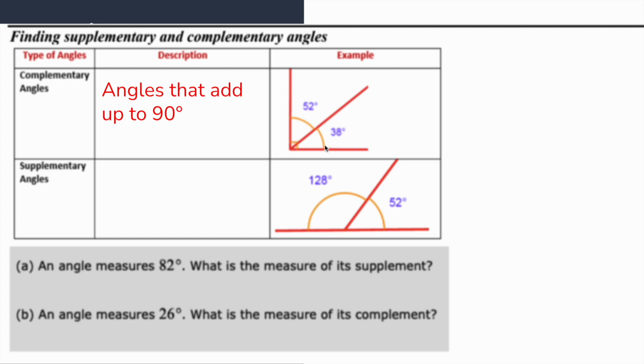I can see over here I have a 90-degree angle, so I have my nice corner, and then inside I have 52 and 38. Well, if I add 52 and 38 together, I will get 90. So these are complementary angles.